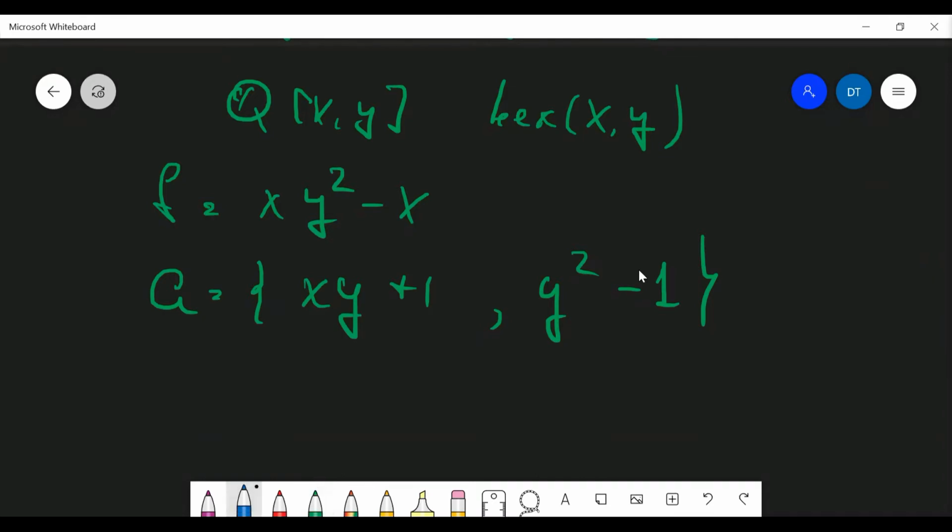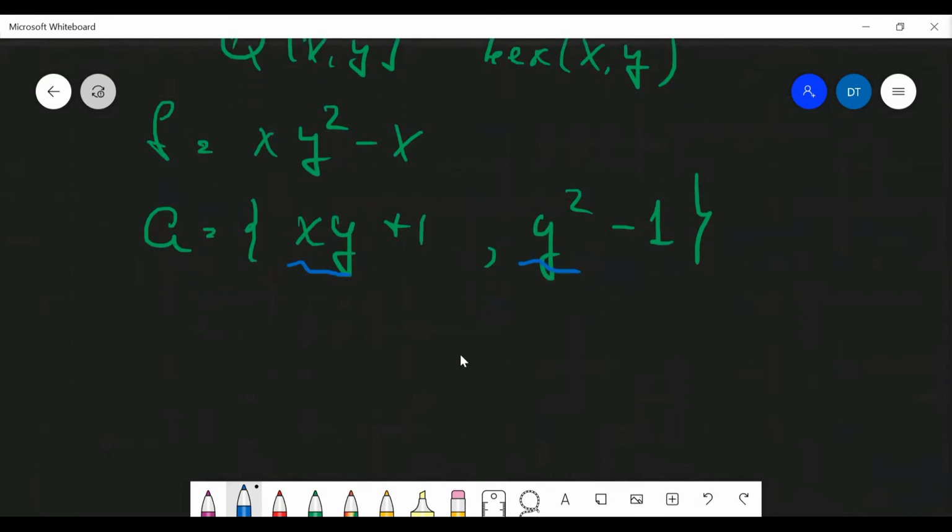First of all, we need to find the leading monomials of our polynomials in the set G. Here it's clear that for any lexicographical ordering, this term will be leading here and this term will be leading here, because y is always smaller. I would like to denote this one by g1 and this one by g2. Okay, let's try to reduce f with respect to these polynomials. Let's try to reduce it with respect to g1.